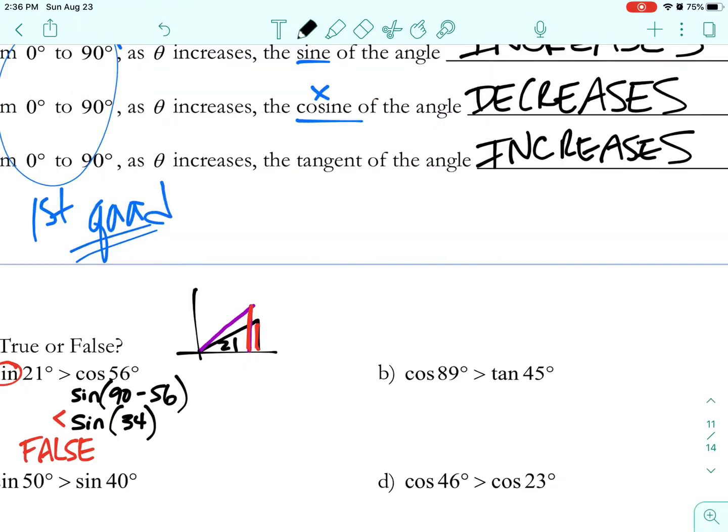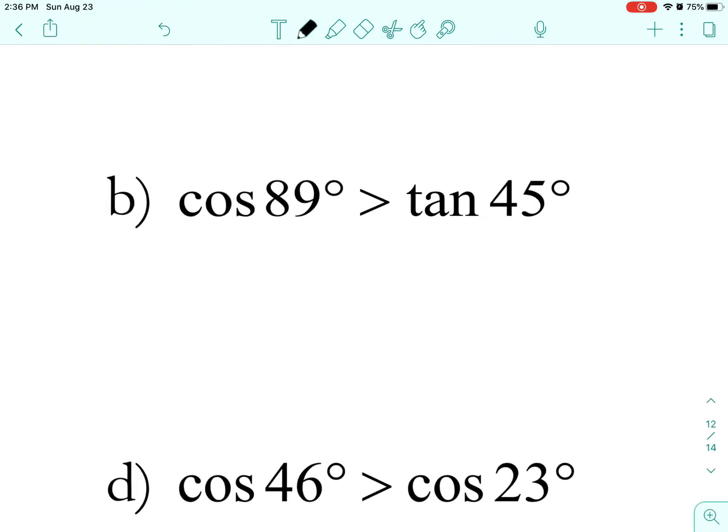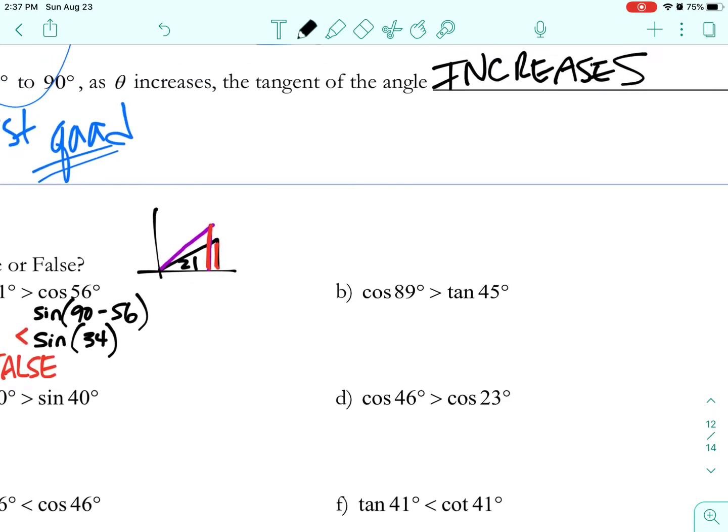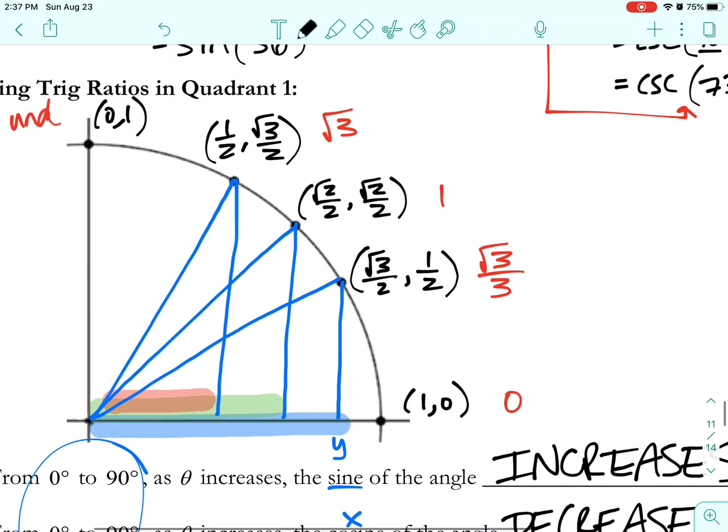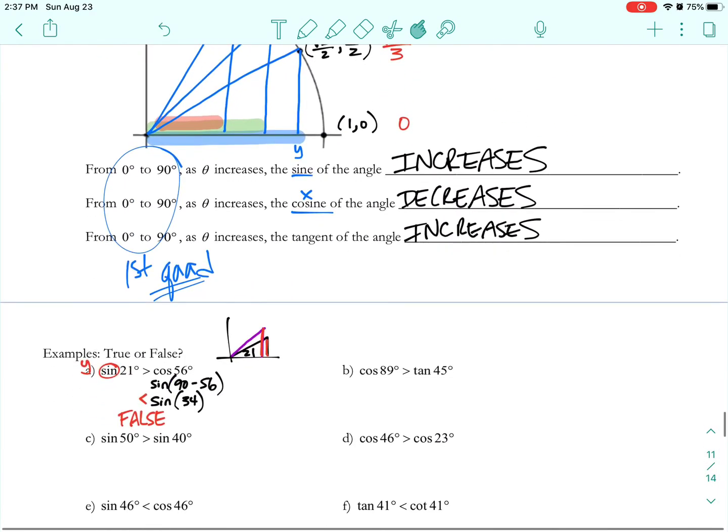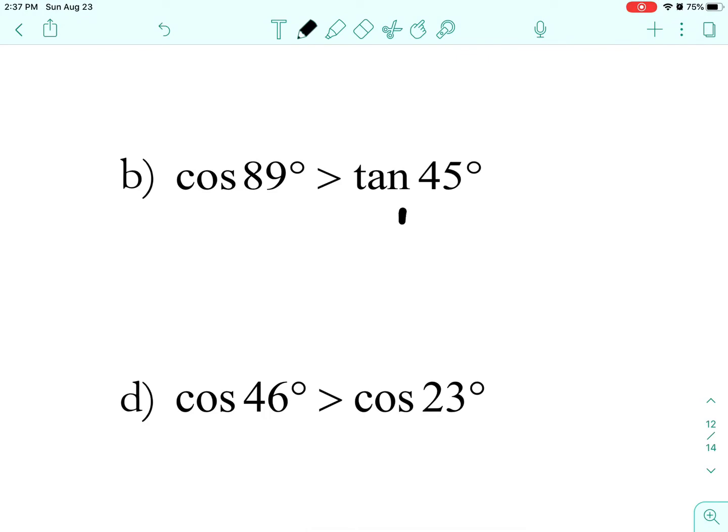So cosine of 89, again, that's not a unit circle thing. I don't have 89 degrees labeled on my unit circle, but I do have 45 degrees. Do you know what tangent of 45 is? Let's look right up here. I wrote it right there. Remember, the y value and the x value are the exact same at 45 degrees, so that makes it 1. So I do know that this is just 1. Cool. Tangent of 45, that simplifies.